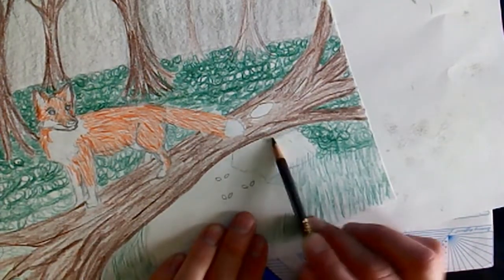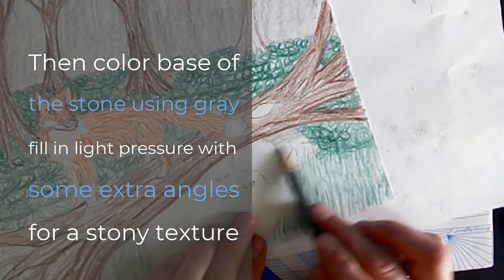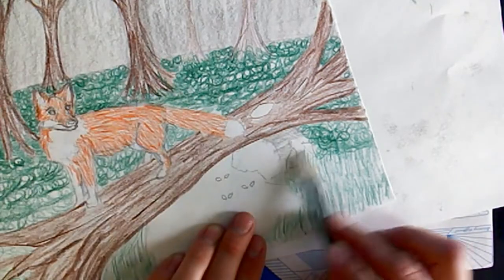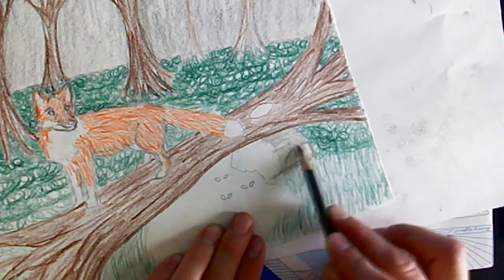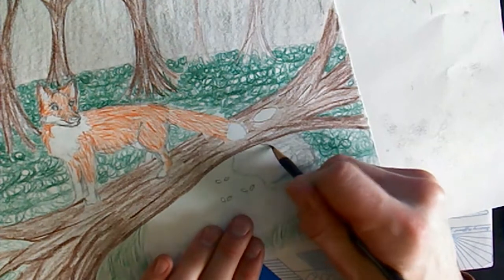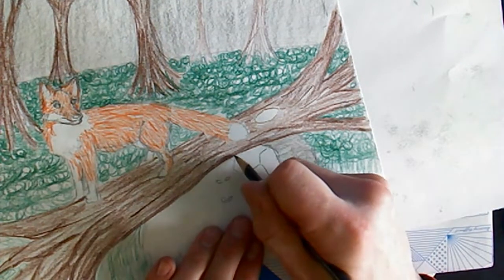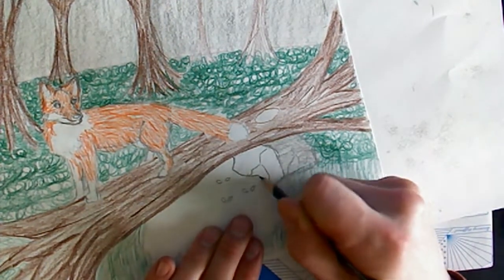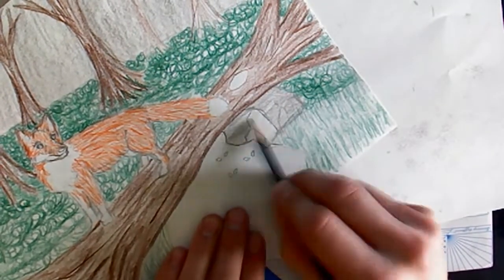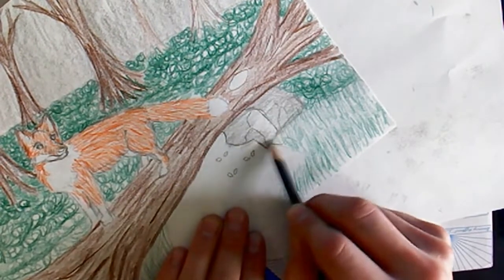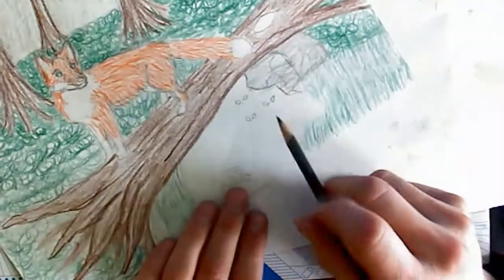Once I finish with the grass texture, I'm going to go in and color the stone. The stone is going to use a base color of a gray in a light pressure. I'm going to cover everything in a very consistent light color using a side-to-side stroke. Stones often have angles or jagged edges, so I'm going to include some lines which have a lot of corners to them and have those in a heavier pressure, which is going to add a nice texture effect for the stone.